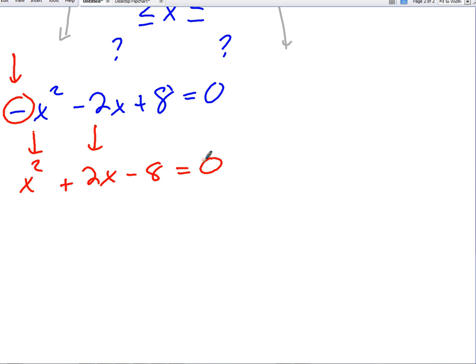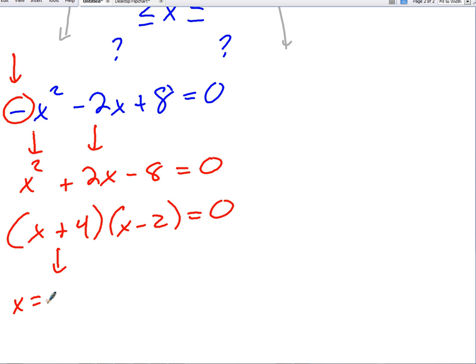I could use the quadratic formula, that's fine. Does this factor? Are there two numbers that multiply to -8 and add to positive 2? Because if it does factor easily, that definitely is easier than the quadratic formula. x plus 4 and x minus 2. So what are my zeros then? Either x equals -4, because x plus 4 is 0 when x is -4, or x equals positive 2. So those are my numbers.